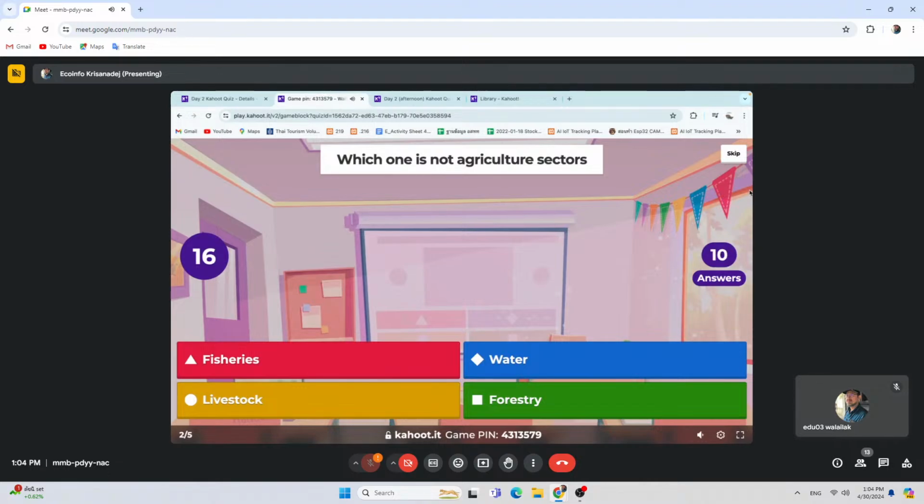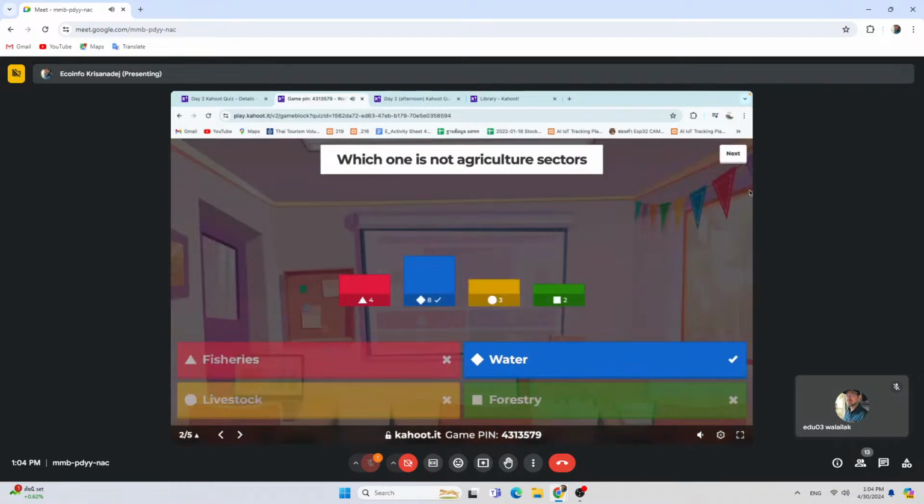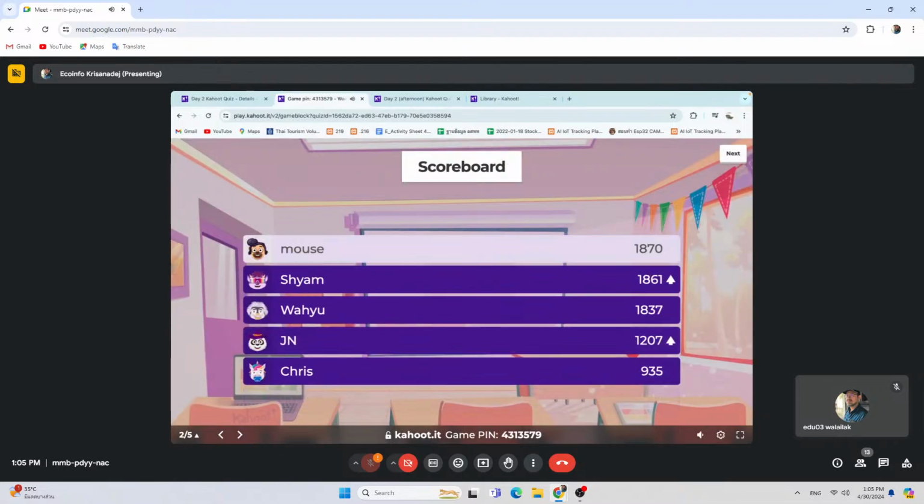Which one is not an agricultural sector? You have fisheries, water, livestock, or forestry. 10 seconds. 5, 4, 3, 2, 1. All right, that's all. The correct answer is water, not an agricultural sector. Okay, so let's see the ranking next. So that's the ranking right now.